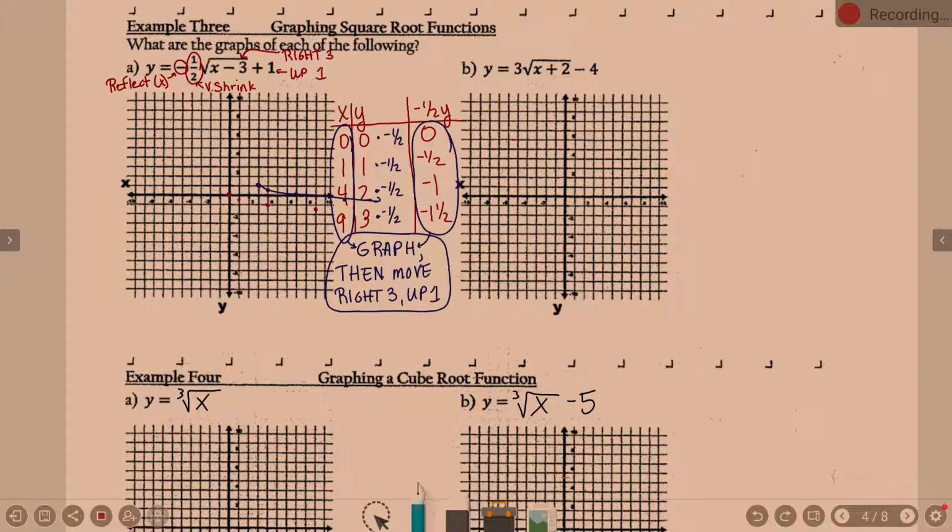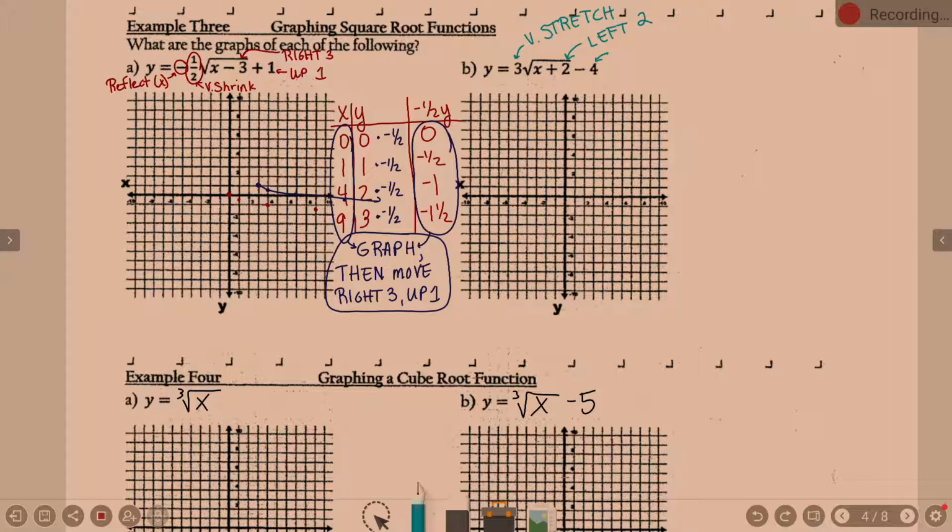What's this 3 telling me to do here? There's a number multiplied out front. It is a stretch, right? It's either a stretch or a shrink. Because it's bigger than 1, this is a vertical stretch. Okay. What about this plus 2 under the radical? Left 2. Remember, if it's with the x under the radical, it's left or right, opposite the sign. And so this plus 2 is going to tell me to translate my graph left 2.